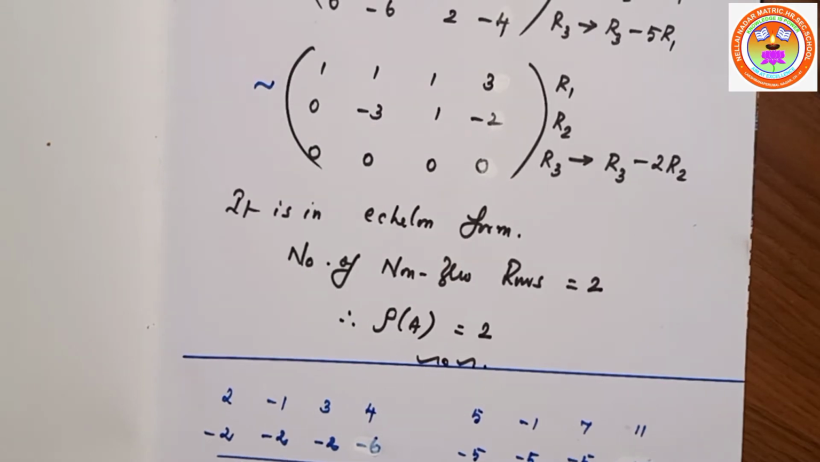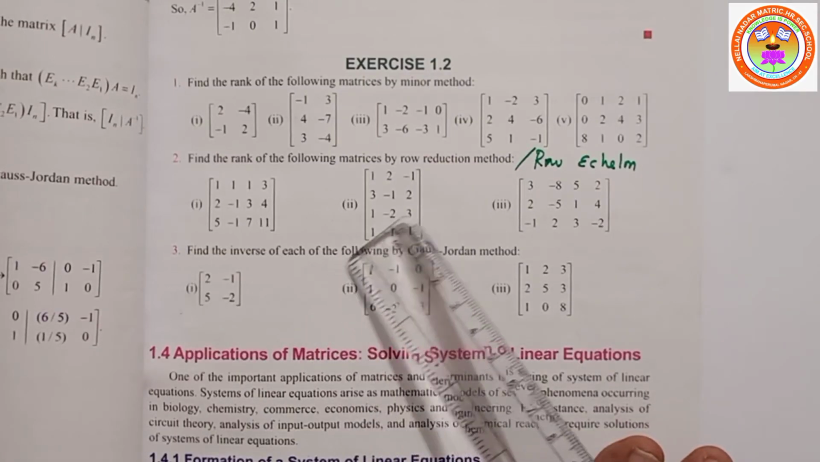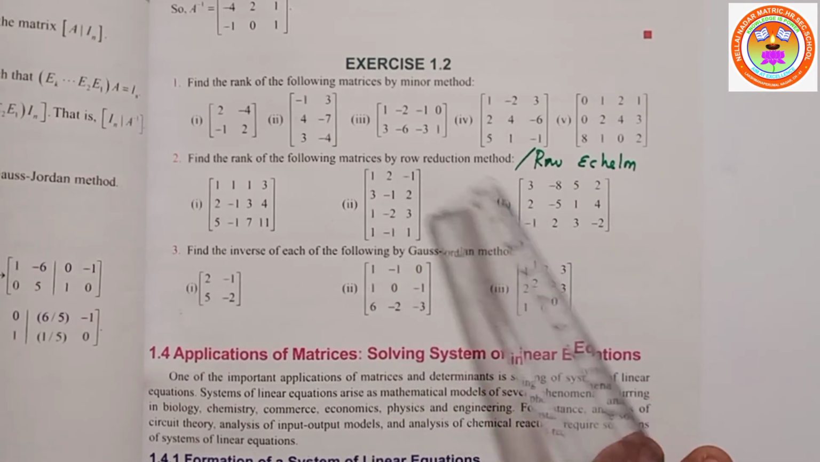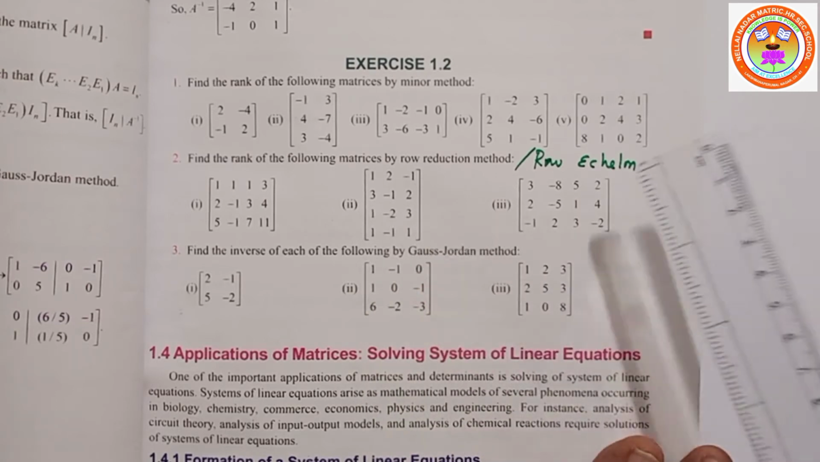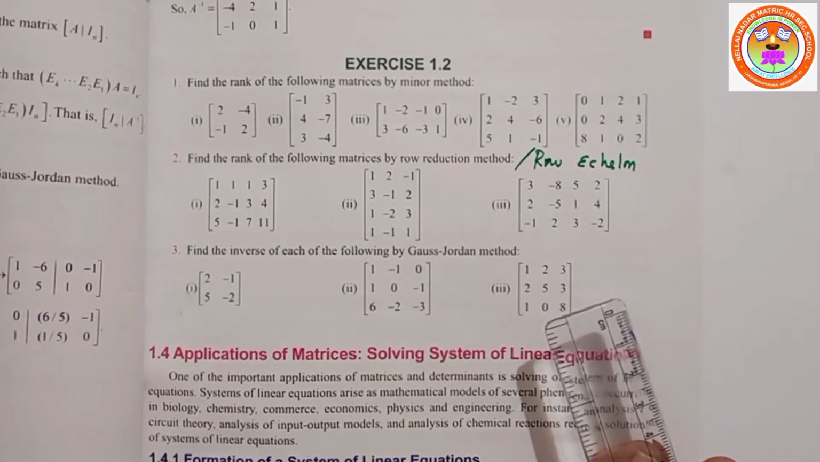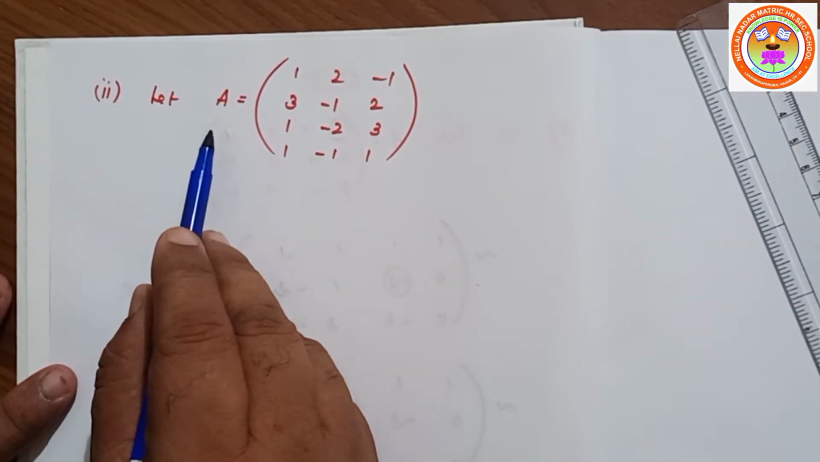Then I will be teaching subdivision number 2. Now subdivision number 2. What is the order of the matrix? It has 4 rows and 3 columns. 4 by 3 matrix. Okay. You can find the rank of the matrix. Here is subdivision number 2. I consider the given matrix as A.